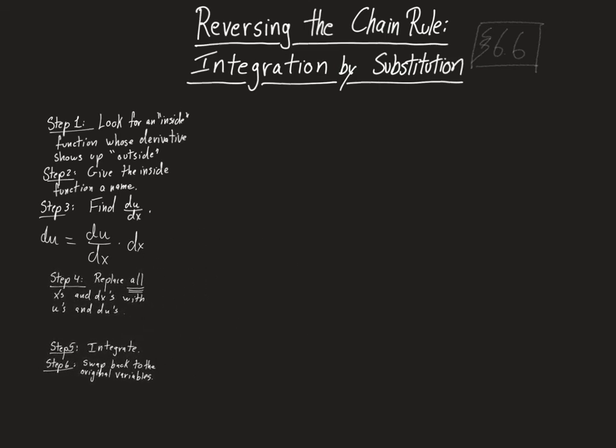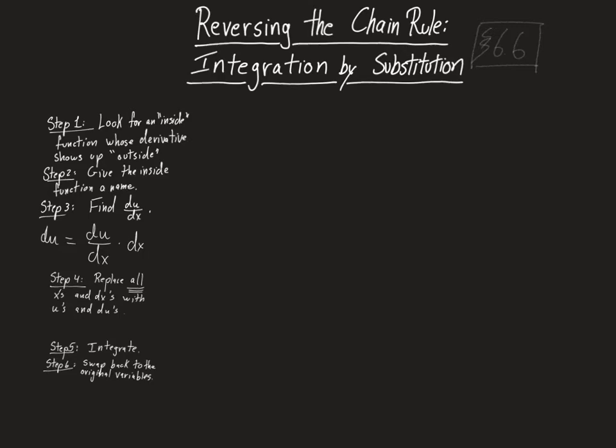So we have our 6 steps. Step 1, look for an inside function whose derivative shows up outside. Step 2, give that inside function a name. Step 3, remember I usually like to use u as the name, which means that step 3 is going to be to find du dx. But in general, it's find the derivative of that inside function. And then find specifically what du is going to be equal to. And that's just that derivative times dx.